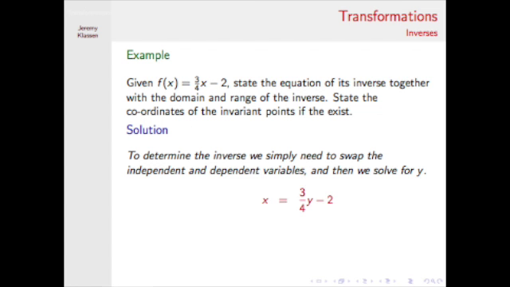So in this case, swapping the x and y variables gets us the equation here, x equals 3/4 of y minus 2. And now we'll start the procedure of solving for y by first adding 2 to both sides, so bringing it over so we get x plus 2 is equal to 3/4 of y. And then we'll multiply both sides of the equation by 4/3 to remove the coefficient, and we get that y is equal to 4/3 of (x plus 2).